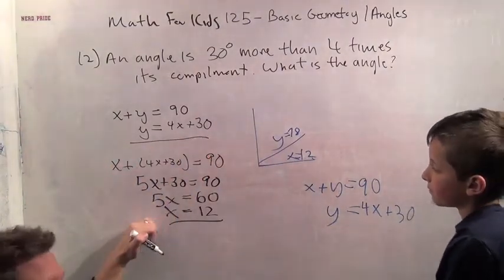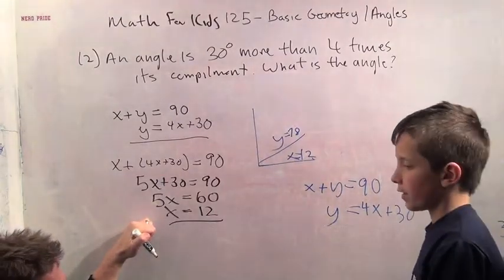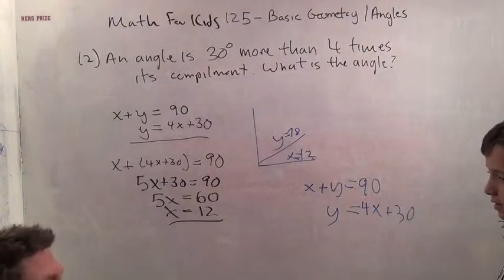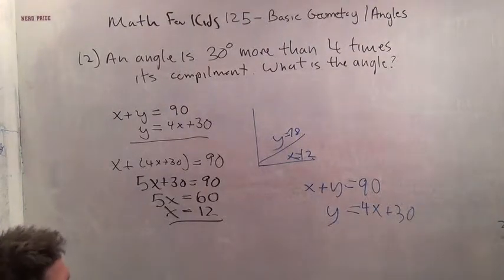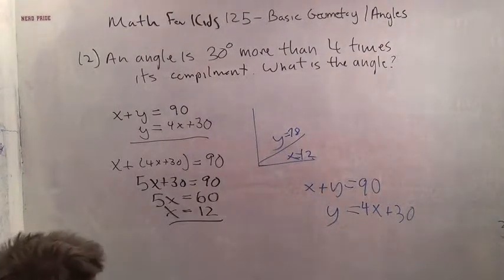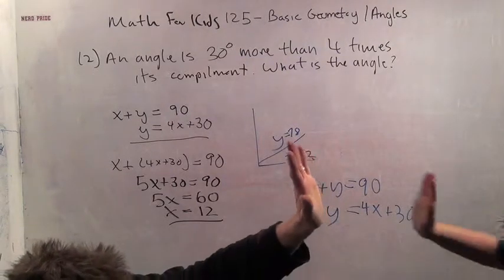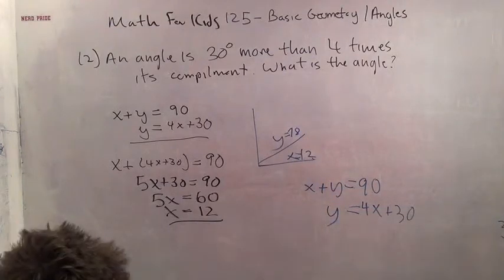Okay, if x equals 12, what's 4x? It's 48. And what's 48 plus 30? 48 plus 30 is 78. Okay, awesome. So that's a good way to double check. So this was just a little bit about complementary and supplementary angles. And you did a really good job with this. Here, high five. Okay, good job with this.